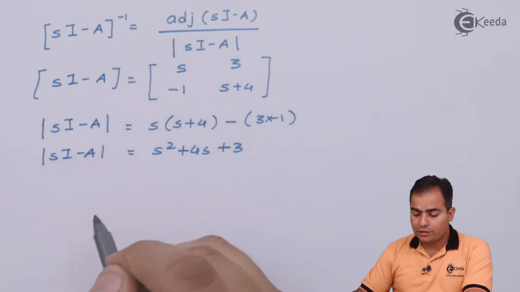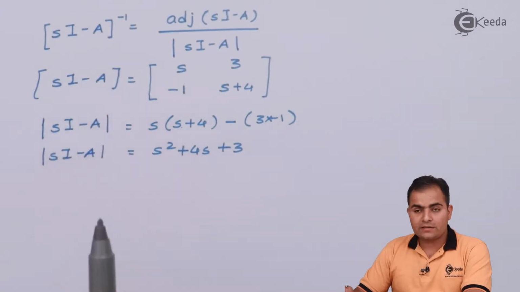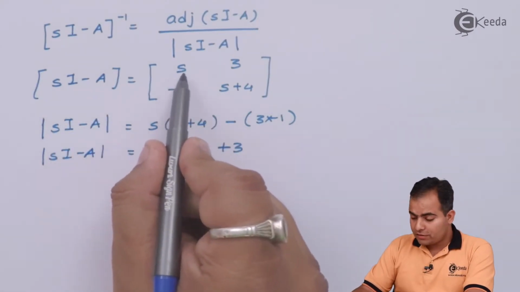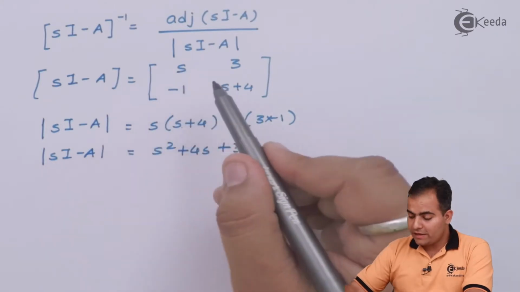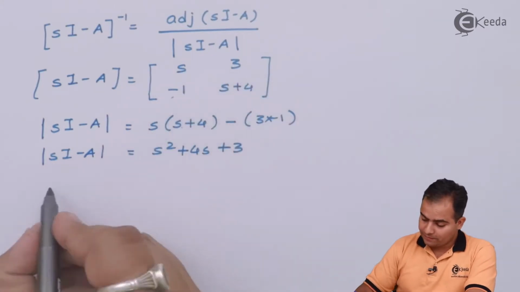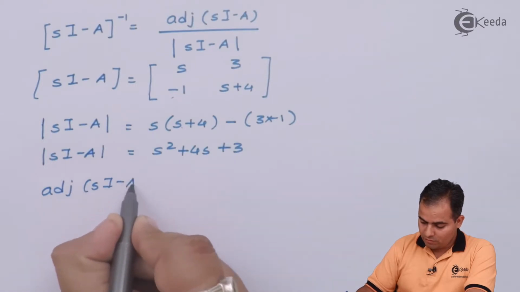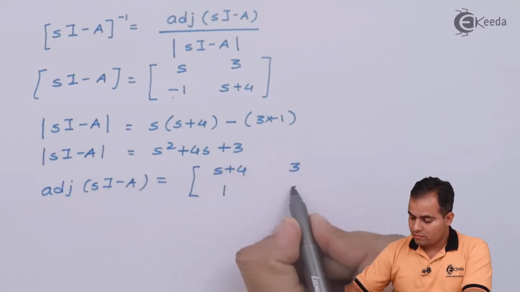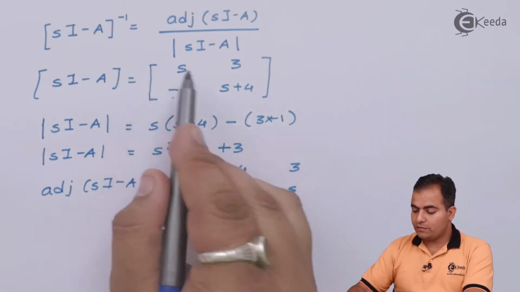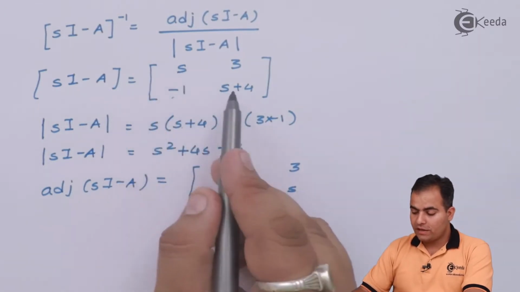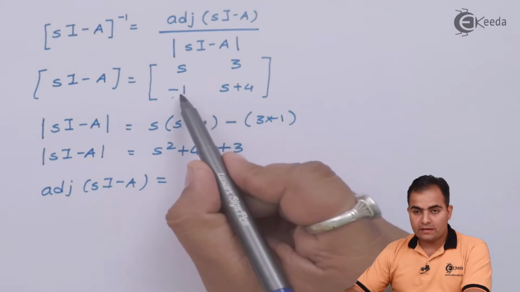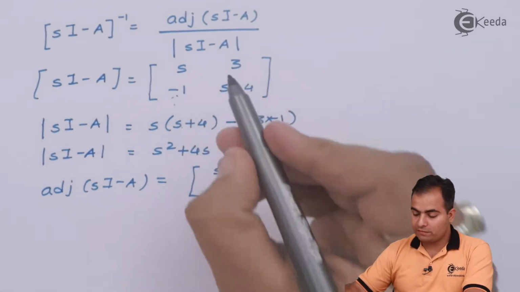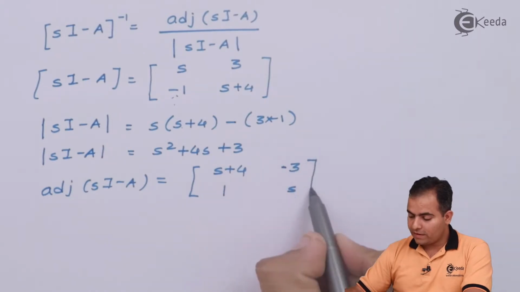Now we will find the adjoint. How to obtain the adjoint of sI minus A? As I said earlier, in the last numerical also, just exchange these two values and multiply the minus sign with these two elements. Now we have exchanged these two values, so we'll write s plus 4 first and s last, and the minus sign is multiplied with these two elements, so minus into minus is plus, but the 3 will carry the minus sign.